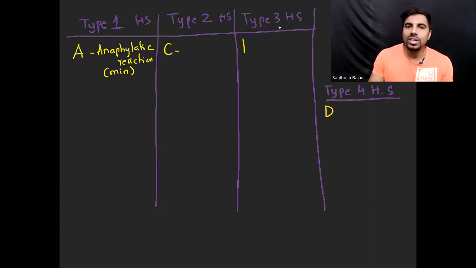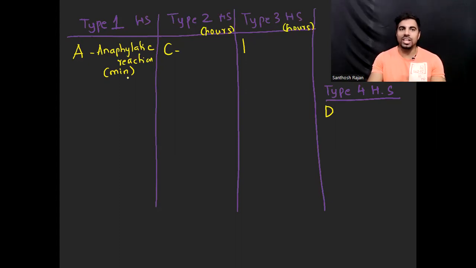And type 2 and type 3 also usually take hours. It takes hours. These are also types of immediate reaction, not delayed. But the most immediate is your first type. Type one is the immediate one, taking place within minutes.